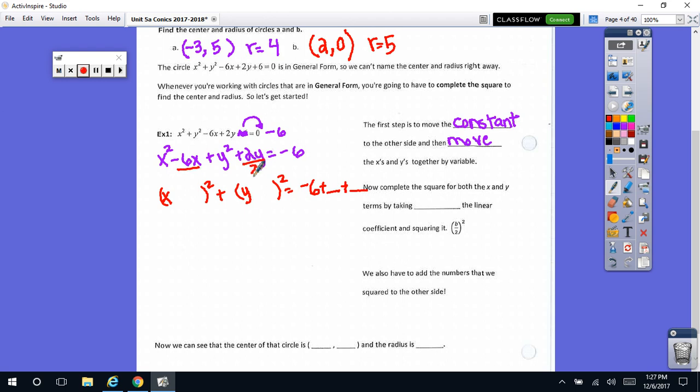Both of these get divided by 2. -6 divided by 2 is -3. 2 divided by 2 is +1. To fill in these blanks over here, I just square the number that I just put in parentheses. -3 squared is always going to be a positive number, in this case +9. 1 squared is 1. So the only thing left to do is make it look prettier.